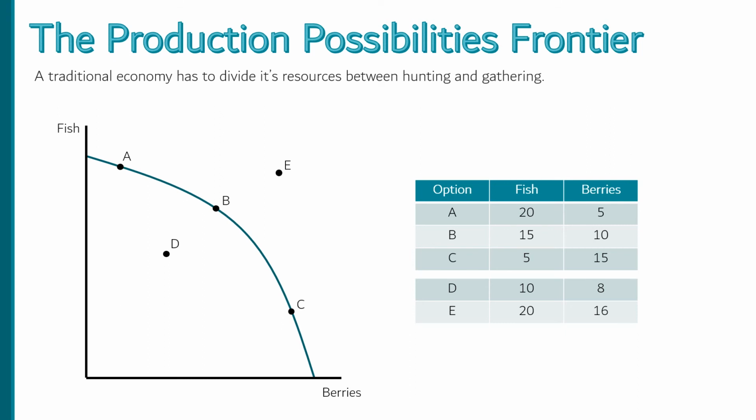Point E, on the other hand, just isn't attainable. Without more people in the tribe, catching 20 fish and still collecting 16 berries just isn't possible. So we call that point unobtainable.